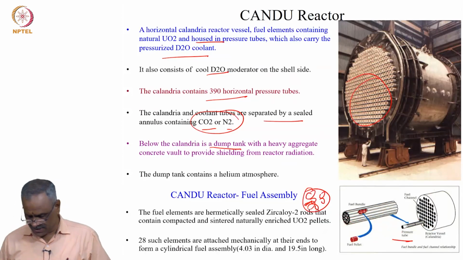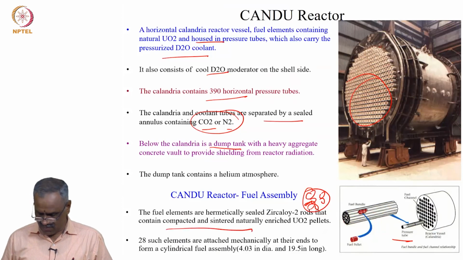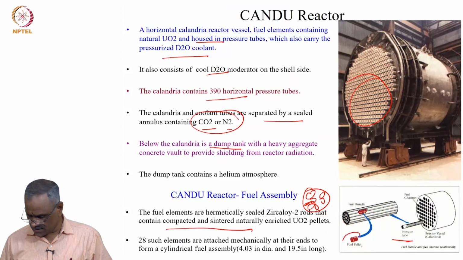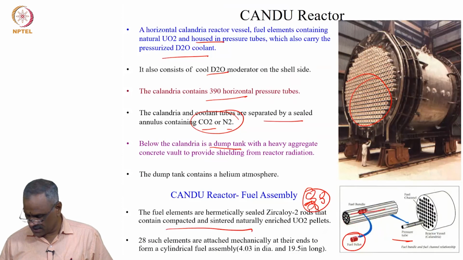The fuel elements are hermetically sealed Zircaloy tubes containing compacted, sintered fuel pellets. About 28 such elements are attached mechanically at the ends to form a cylindrical fuel assembly. This is how 28 pellets are placed in this one.